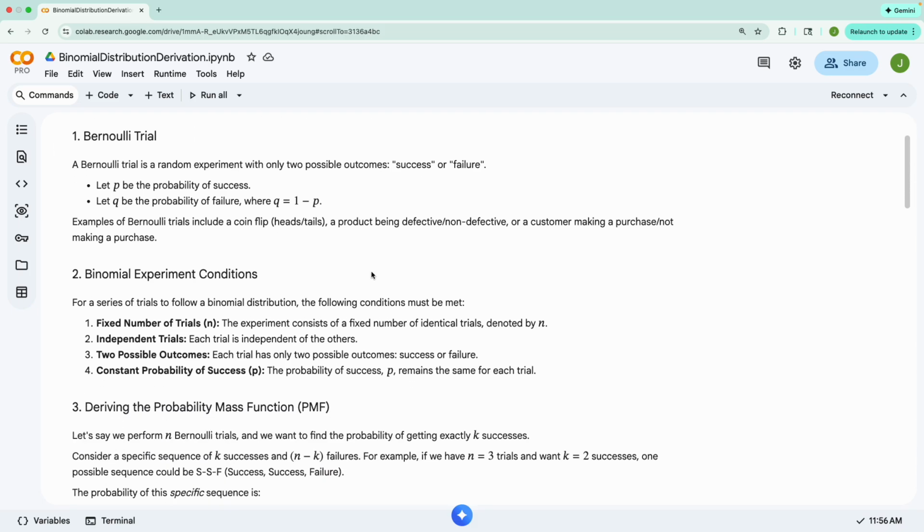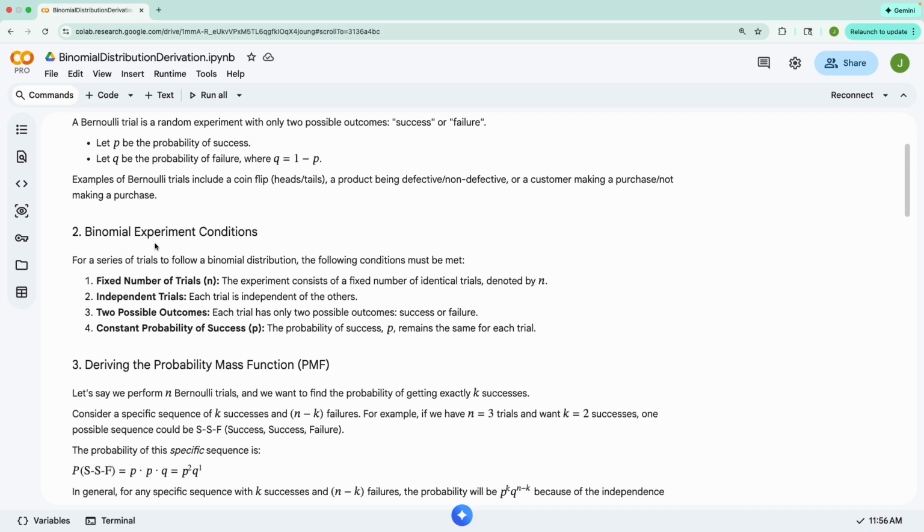So these are the conditions for the binomial distribution to apply. We have to have a fixed number of trials. One trial, or toss of the coin, does not affect the other; it's independent. There's only two possible outcomes, success or failure, and we have a constant probability.